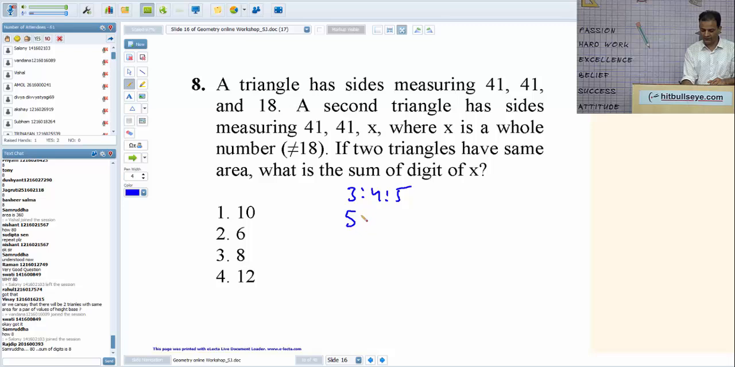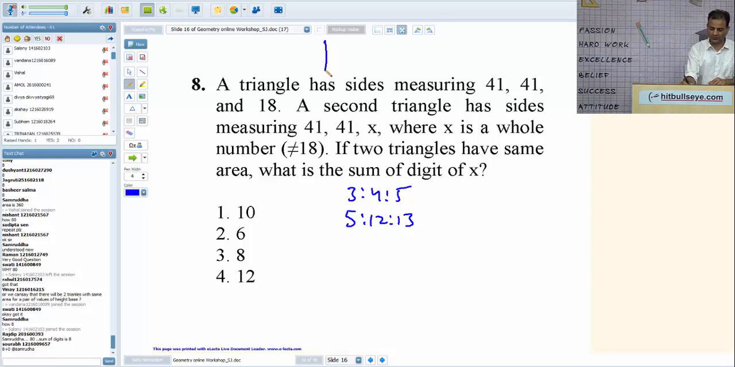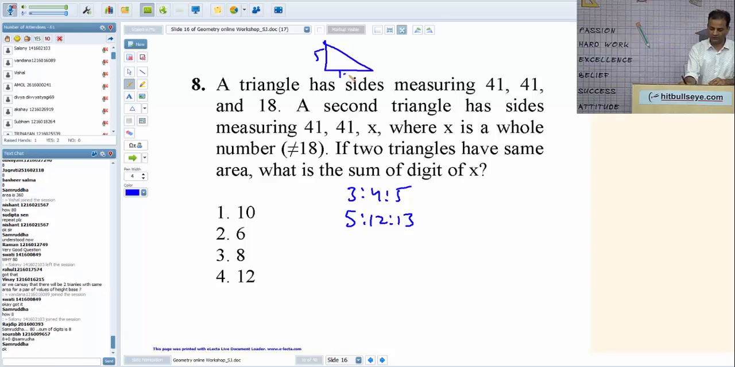For another, 5, 12, 13. If one side is 5, then 5 square plus 12 square. You know the Pythagoras theorem. This is 5, this is 12, this is 13. 5 square plus 12 square is equal to 13 square. Clear? 5, 12, 13. Then 6, 8, 10 is already 3, 4, 5. Then 7, 24, 25. 7 square plus 24 square equals 25 square.